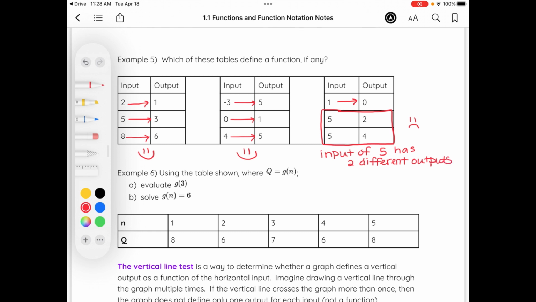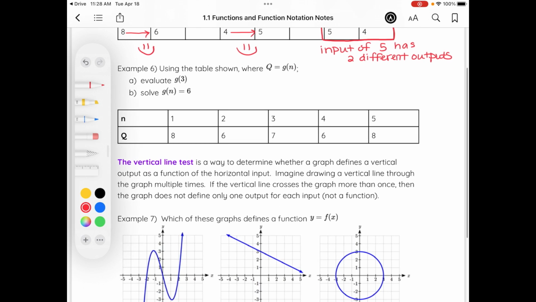So not a function. Given the function notation that we have and the table, where Q equals G of n, evaluate G of 3. Well, G of 3 is going to give us our Q value, and n is the input. So looking at our table, n is the input, Q is the output. So when I input 3, the output is 7.